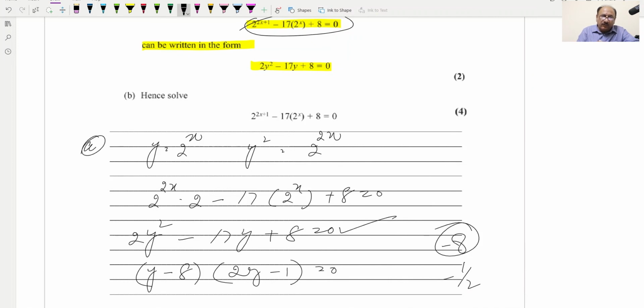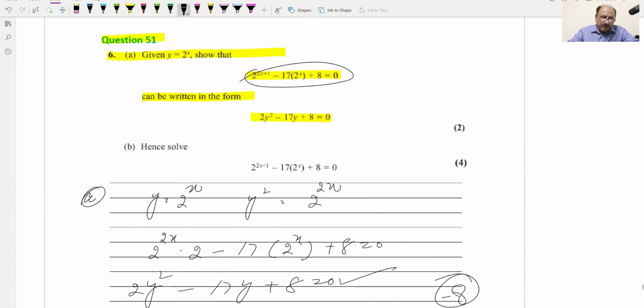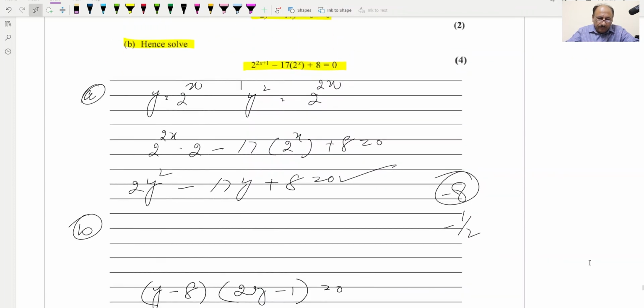Now for B part we need to solve for B part. So this step which we have written, this one we can write answer for our B part. So B part we can start from here, and B part says hence solve this equation. So we can write this quadratic equation over here, which is 2y squared minus 17y plus 8 is equal to 0.